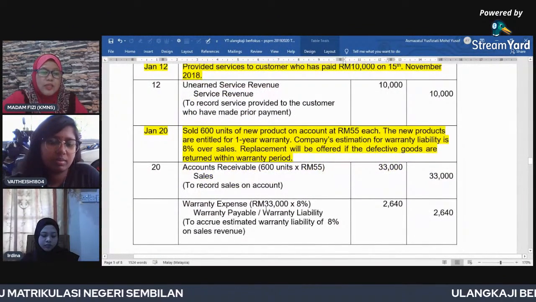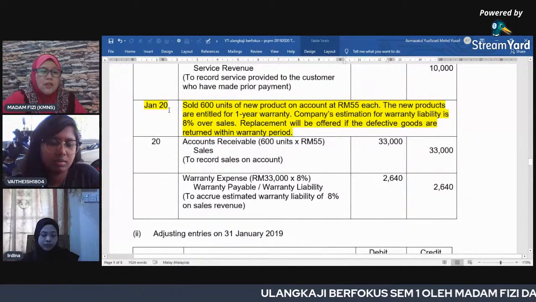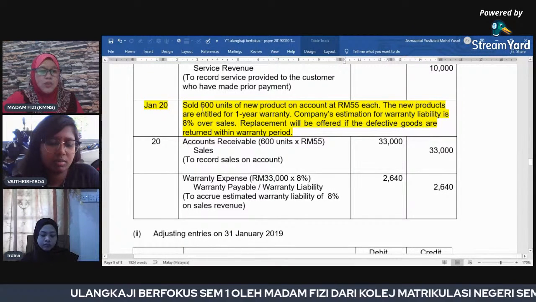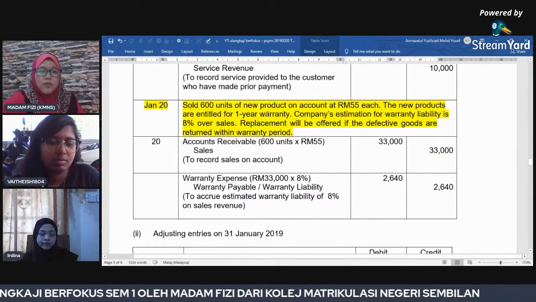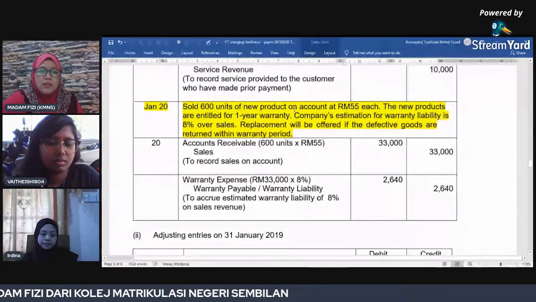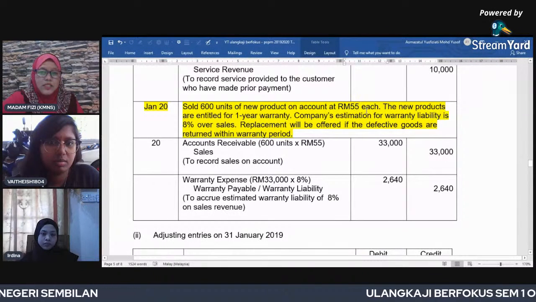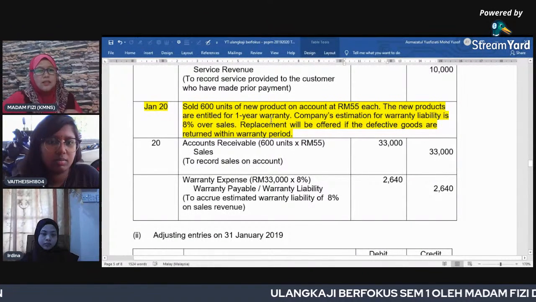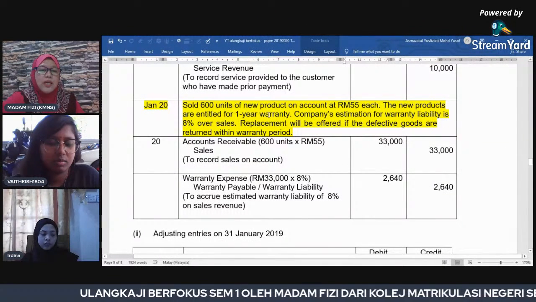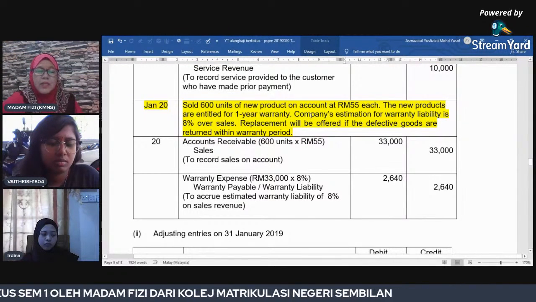Okay, so next is on January 20th. What happened on January 20th? Sold 600 units of new product on accounts. On accounts means on credit, at 55 ringgit each. The new product is entitled to a one year warranty. So now you know that this question is related to warranty liability.